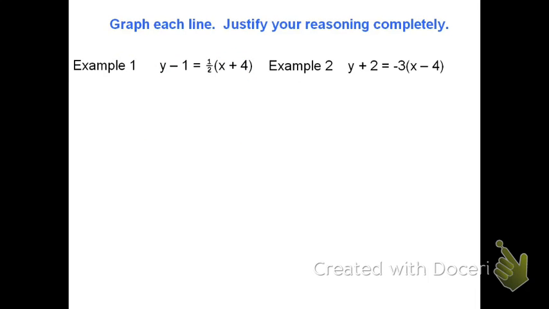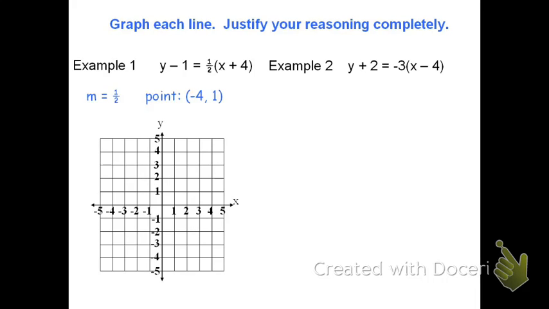Here's an example. Given the equation y minus 1 equals 1/2 times the quantity x plus 4, we're going to start by identifying the slope and the given point. I see that it's 1/2 times the quantity x plus 4, which tells me that the slope is 1/2. In the parentheses, we have x plus 4, which tells me that x1 has to be negative 4. The point that this line passes through is (negative 4, 1).